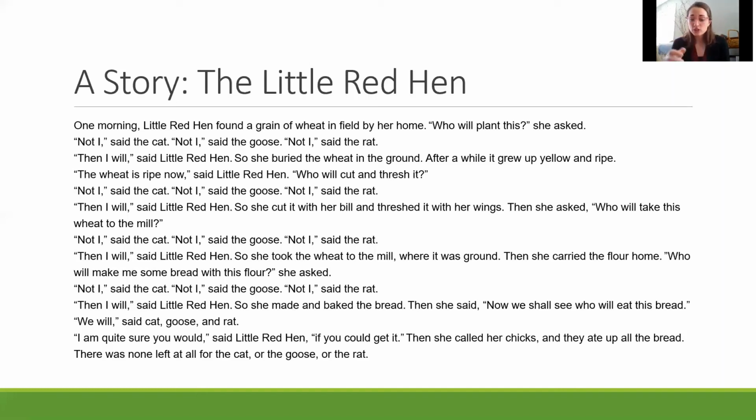So with that change in the story, we hit our climax, and now it starts to hit the falling action and resolution. So the falling action is the hen deciding that they will not get any of the bread because she will instead give it to her chicks. And then the resolution is that none was left for the cat or the goose or the rat.